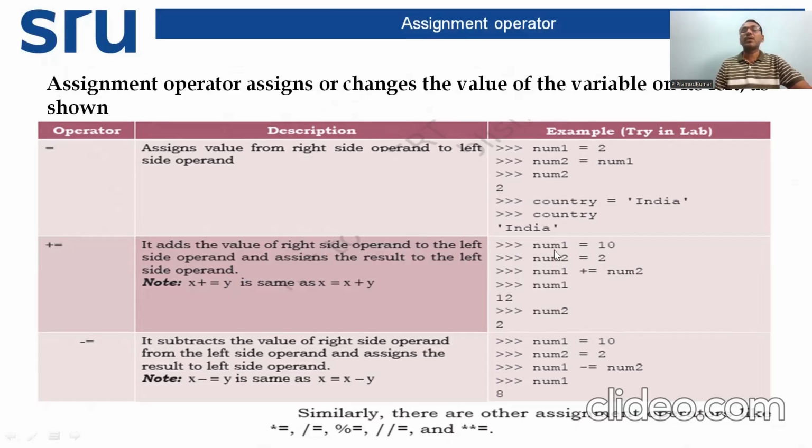Here is an example. Number 1 equals 10 and number 2 equals 2. Now number 1 equals number 1 plus number 2. Instead of writing number 1 plus number 2, I am writing here number 1 plus equals number 2 in short form. In such a way, all the arithmetic operators can be notated in a short way by using this notation.